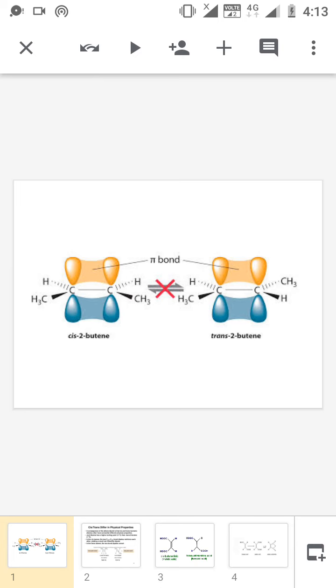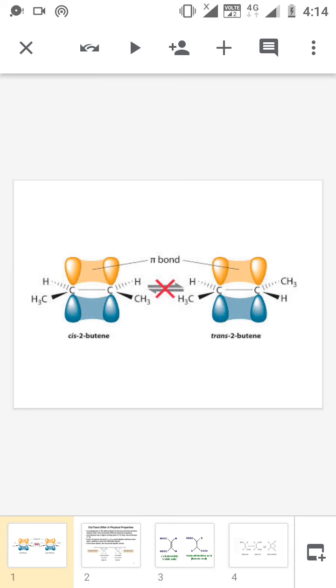I labeled the p orbital in orange color, that is the top of the p orbital, and the blue color, that is the bottom. Both the carbon atoms, both the hydrogens and both the methyl groups exist in one plane, but the p orbitals, which overlap sidewise, exist in the perpendicular plane. So it is very difficult to rupture this pi bond and to rotate the C-C sigma bond. That's why the conversion of cis and trans is not possible at room temperature.